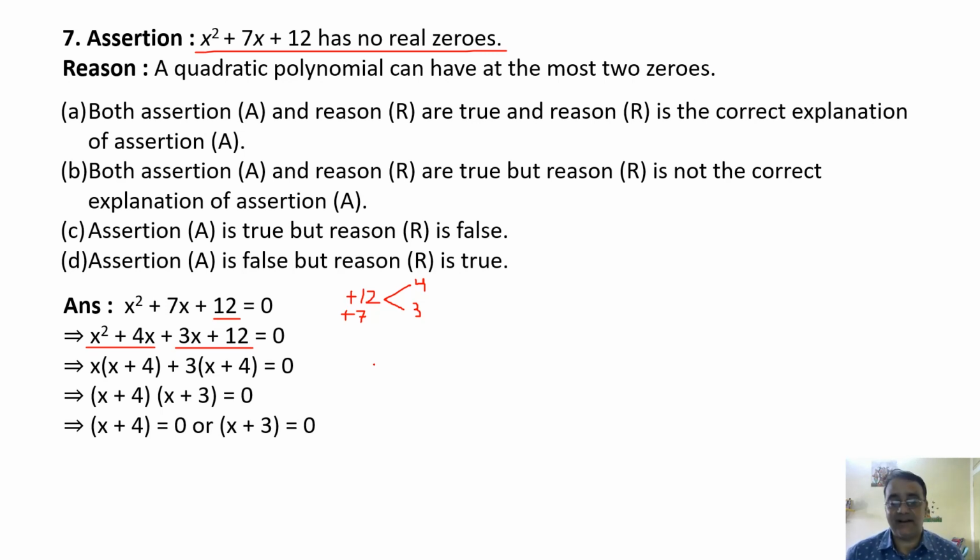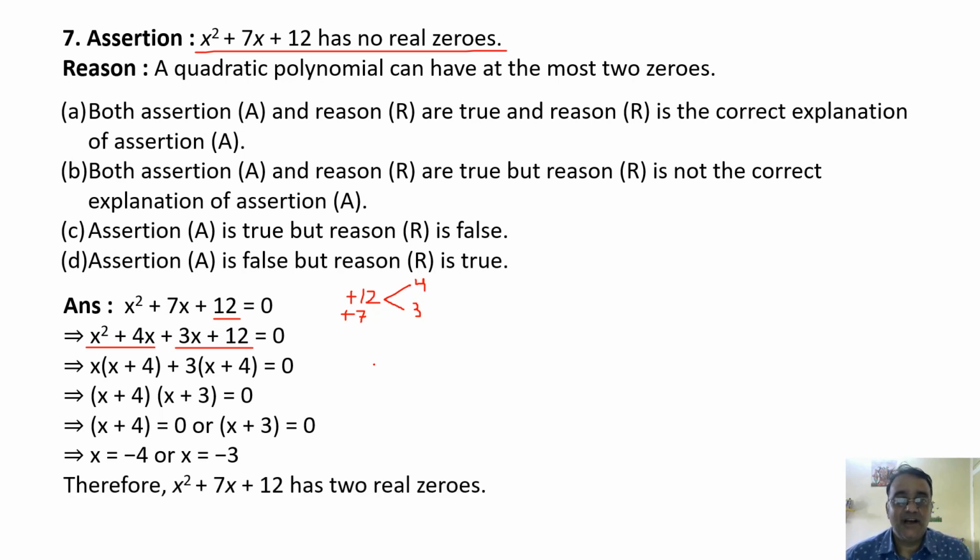यहाँ पे दो values मिल रही हैं. कौन कौन सी? Minus 4 and minus 3. Very good. So both are real zeros. Minus 4, minus 3 integers hain. So therefore x square plus 7x plus 12 has two real zeros. So assertion is wrong. Right?